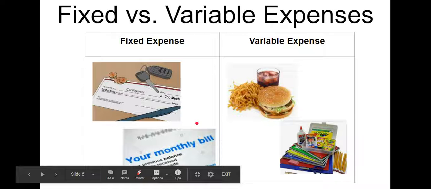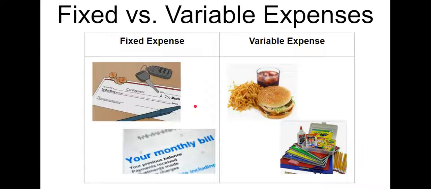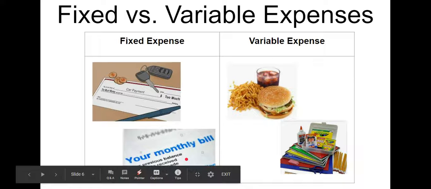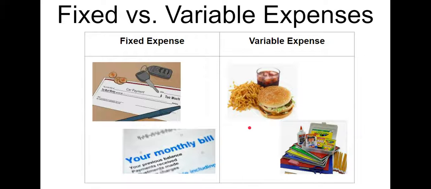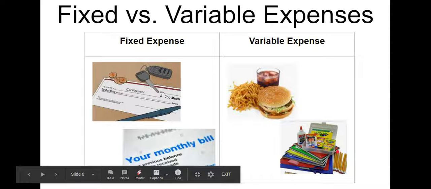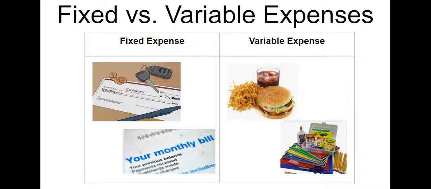Just to recap, a couple more fixed expenses. This is for a car payment. This shows a check, which we don't really use a lot now. But again, we have to pay that every month if you buy a car. This just shows a monthly bill, something that if it's the same amount, you have to pay every month. Variable: a fast food restaurant meal, not always going to be the same price. You may not go as often one month as the month before. And then school supplies. Hopefully you're not having to buy these all the time, so it's not a recurring expense.